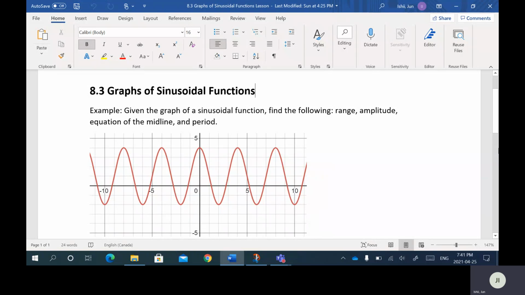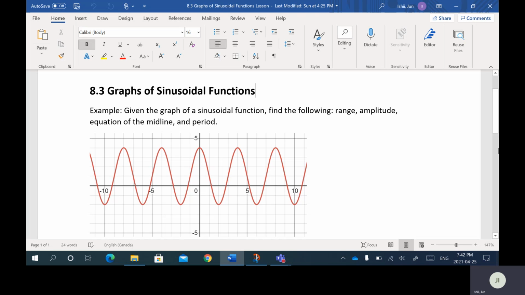All right, so the next lesson is on graphs of what we call sinusoidal functions. So what we're going to do here is just take a look at the graphs of these functions. What you might be wondering is what about the equations? We're going to look at the equations and how they relate to the graphs in the next lesson. So this is basically looking at the graphs of these functions without relating it to the equations quite yet, and just picking out some characteristics.